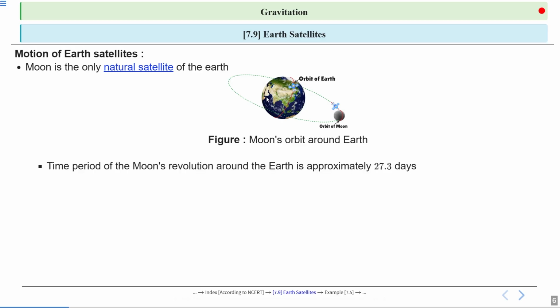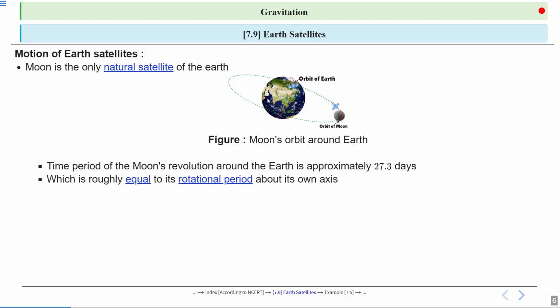The moon takes approximately 27.3 days to complete one revolution around Earth. This time period is significant because it influences various phenomena such as tides. Remember this, this is the moon's orbital period.